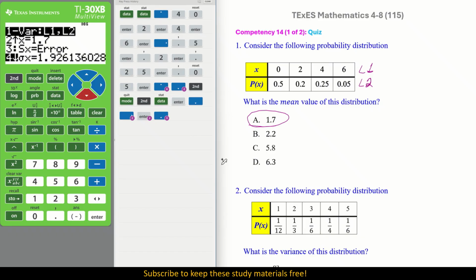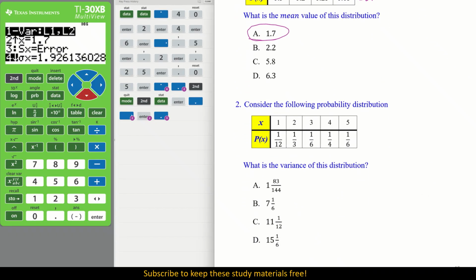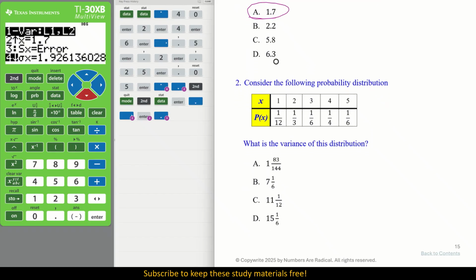Now let's look at number 2. Number 2, yes, we will definitely do the same thing. Okay. However, there's a little something I need to show you. Okay. Just in case. All right. And again, it says consider the distribution. What is the variance? Okay.